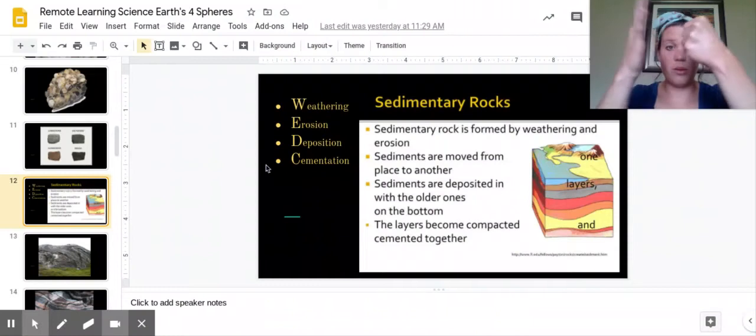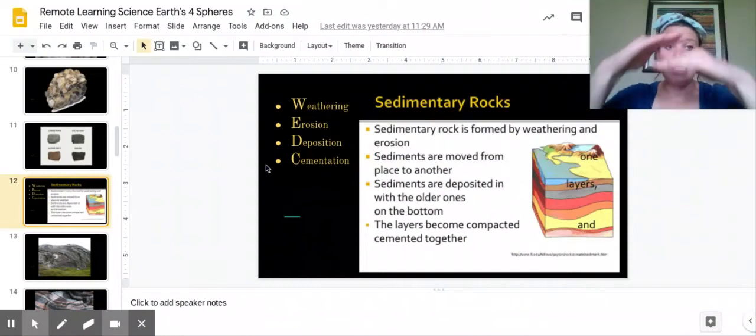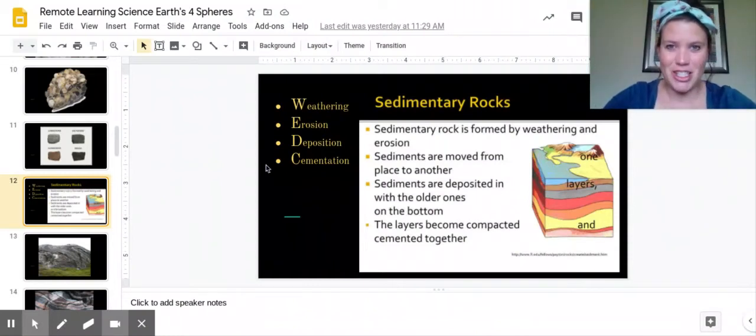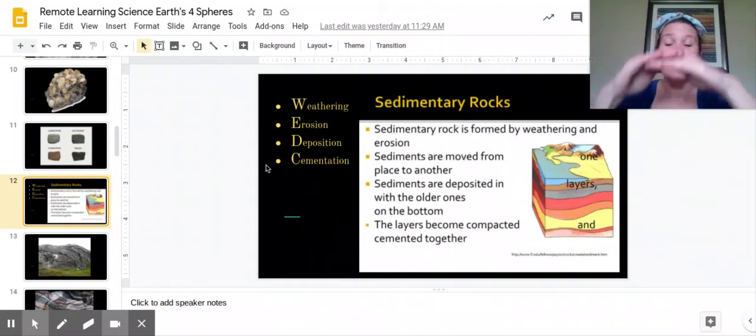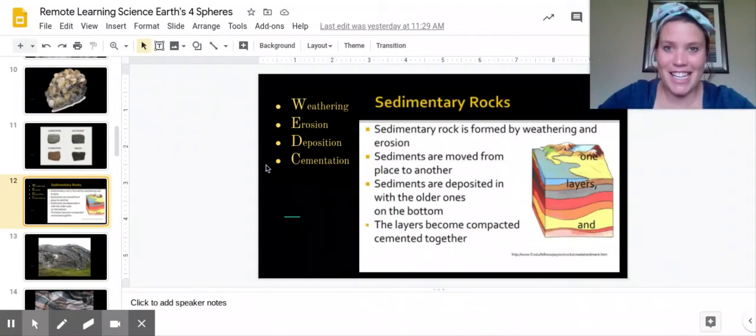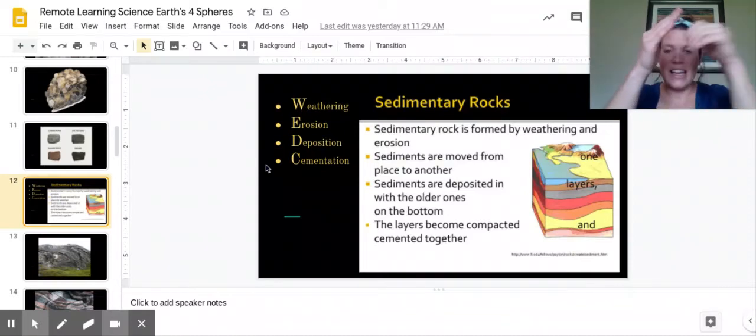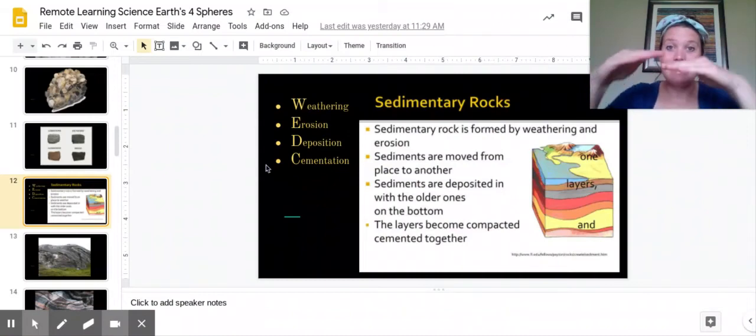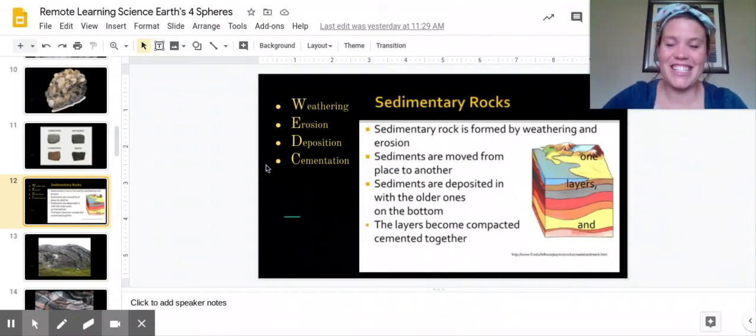So we have weathering, erosion, deposition, cementation, and if we were in class together, we would do that over and over again. You'd repeat with me. Ready? Weathering, erosion, deposition, cementation. And you put a lot of pressure on that. Last time, ready? Weathering, erosion, deposition, cementation.